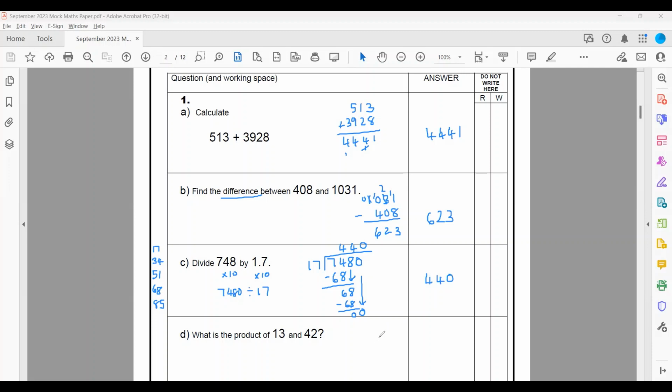Then we're going to come down and have a look at part D. This time it's asking you for the product. With product, we are multiplying. So we're going to do 42 times 13. There are lots of different ways of doing long multiplication, but I tend to follow the more traditional one. So 3 times 2 is 6, 3 times 4 is 12. We're then multiplying by the tens numbers. We put our placeholder 0 here. 1 times 2 is 2, 1 times 4 is 4. When we add those together, we'll get 6, 4, 5. So 546 is your answer here.